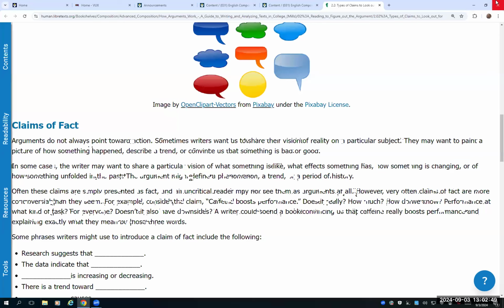Arguments do not always point towards action. Sometimes writers want us to share their vision of reality.